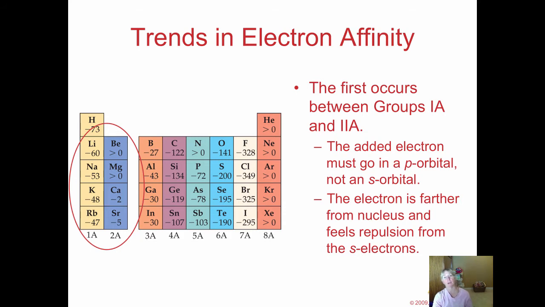I'll draw some orbital diagrams of this next time I see you guys. So adding an electron that has to go in a p as opposed to an s orbital is a higher energy proposition, and so it takes more energy to do so.